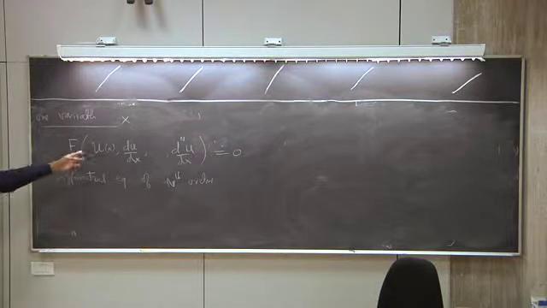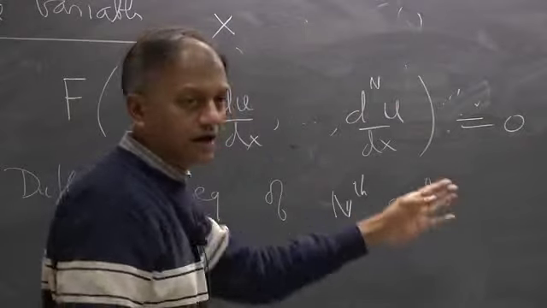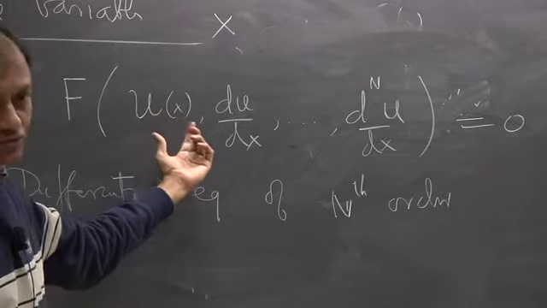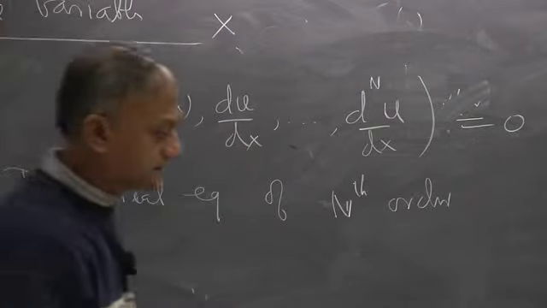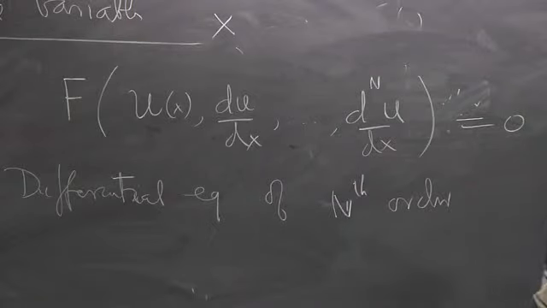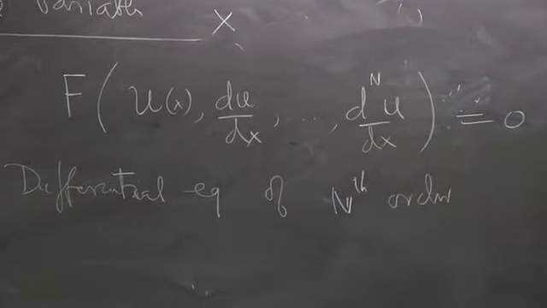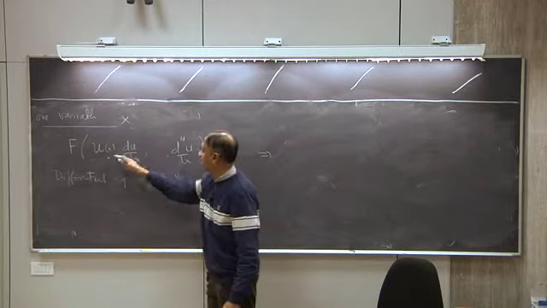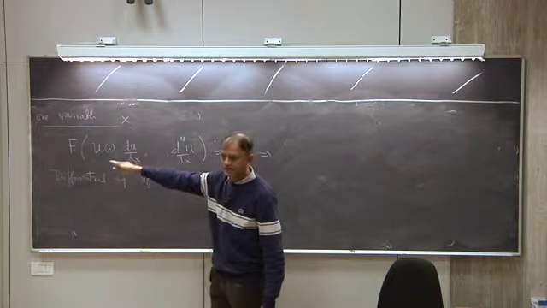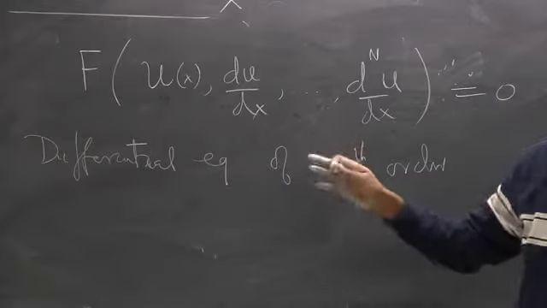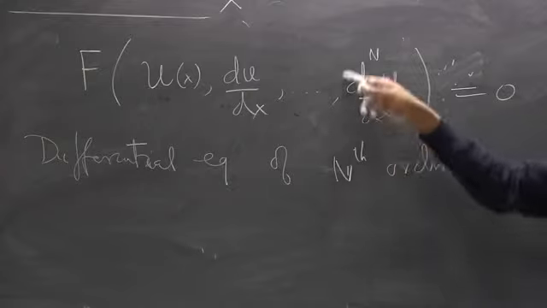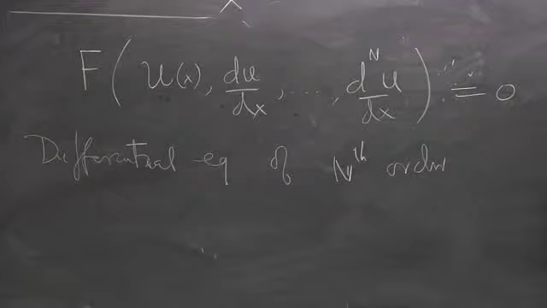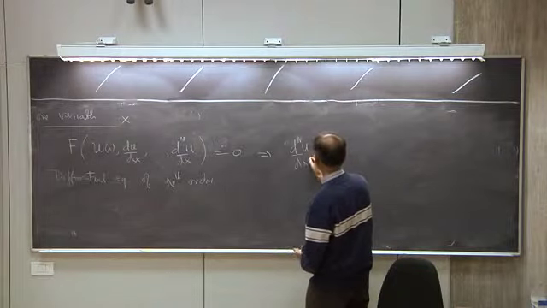Now, if you give me something like that, how will we try to solve this equation? We want to determine what u is. So this is the basic question. Let me try to rewrite this equation in the following way. After all, I can always solve this algebraic equation in these n plus 1 variables, right? Suppose I can solve for d^n u by dx^n.